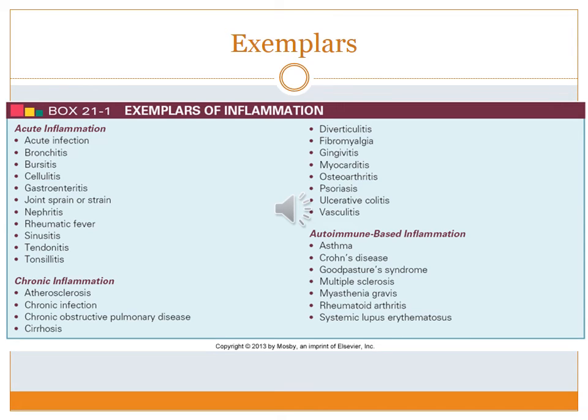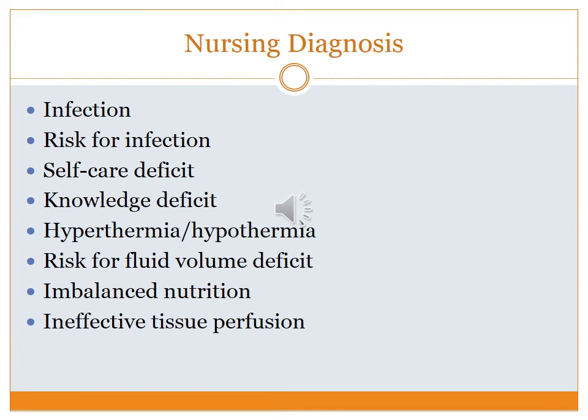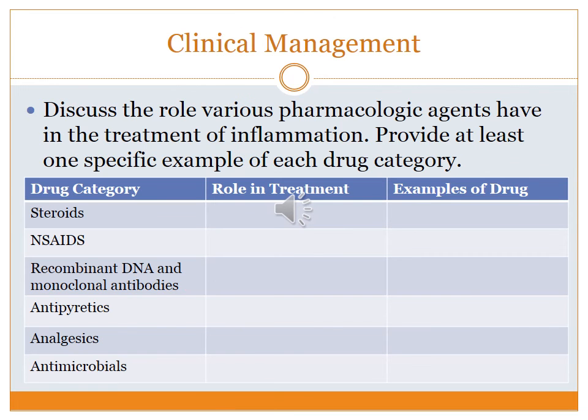Here are different exemplars of inflammation that you should know. Here are nursing diagnoses related to infection. Here is clinical management. You want to make sure that you can provide at least one specific example of each drug category. So the steroids: what's the role in the treatment, and what type of drug would you be looking for that would be considered a steroid?